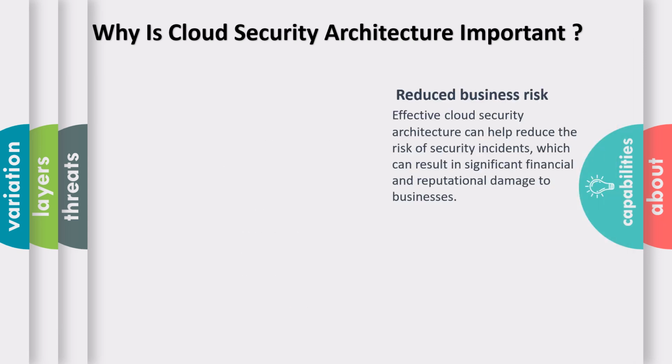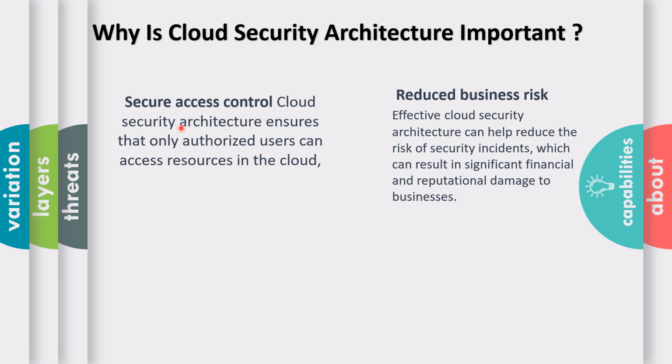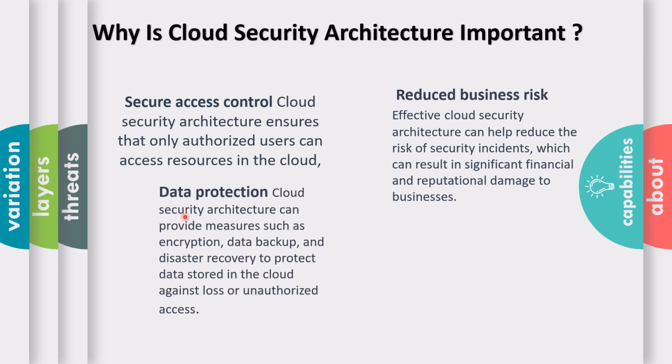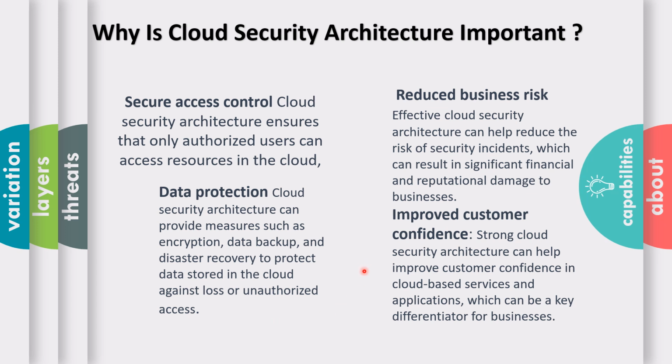Then reduce business risks. Effective cloud security architecture can help reduce the risk of security incidents, which can result in significant financial and reputational damage to businesses. Secure access control means cloud security architecture ensures that only authorized users can access resources in the cloud. Then data protection. Cloud security architecture can provide measures such as encryption, data backup, and disaster recovery to protect data stored in the cloud against loss or unauthorized access.